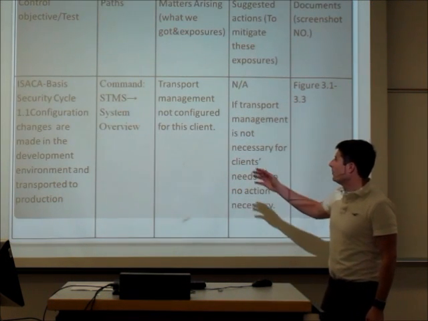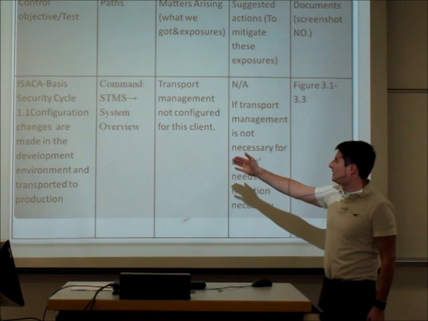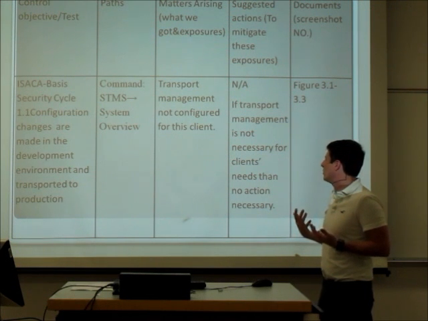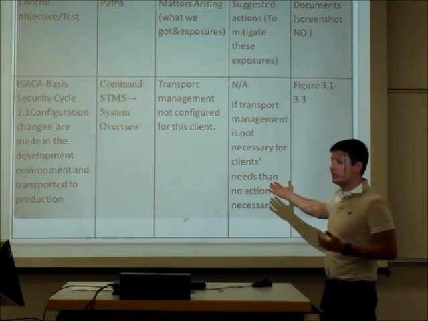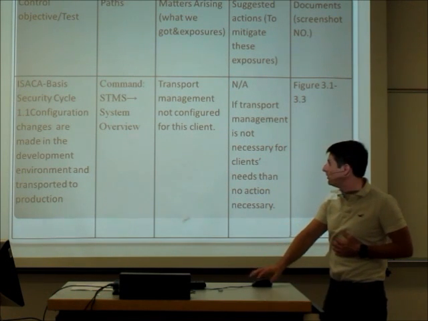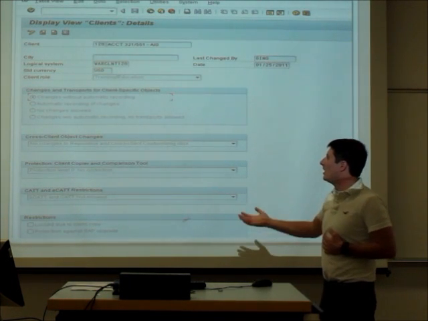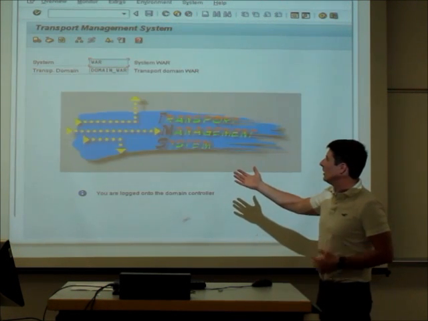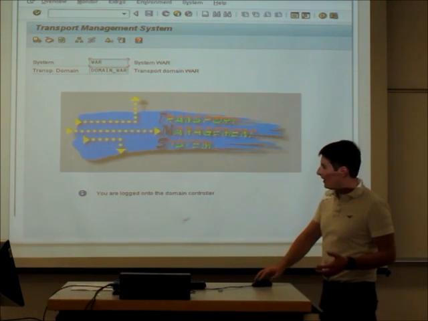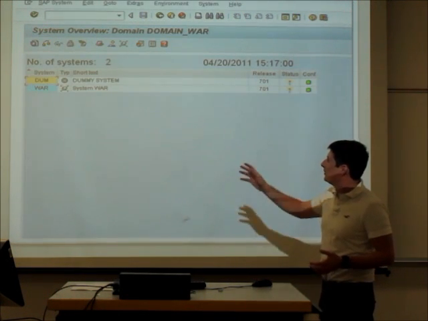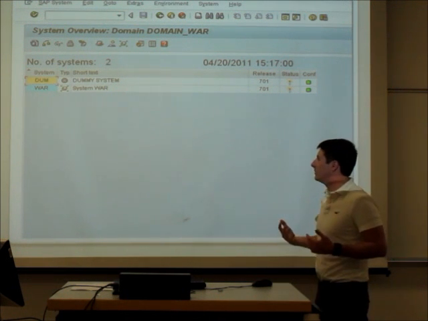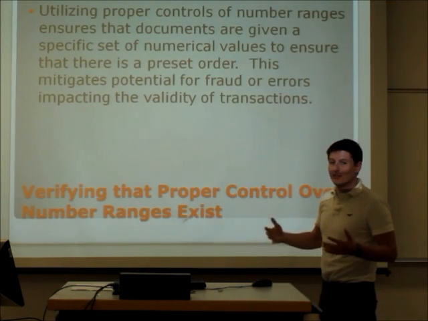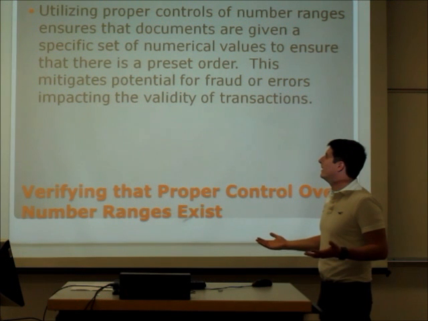So what I did was I went to the STMS command, system overview, and I found that transport management has not been confirmed for our client 120. If this is adequate for the client's needs, it's not a big deal, which I assume it is for ours. Changes without automatic recording has been set. This is the transport management system screen, and looking into it, there's 2 systems. One is a dummy system, one is our system, and we don't need to worry about the dummy system because it's not set up at all. Because it's not configured at all, there's no need to worry about it.